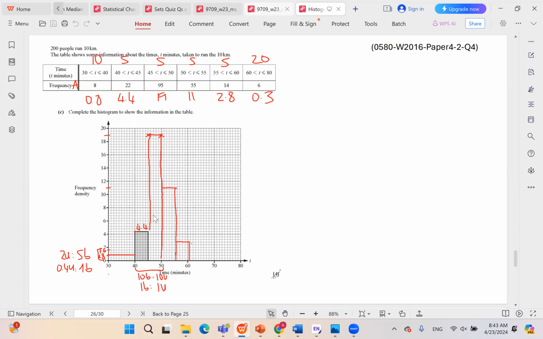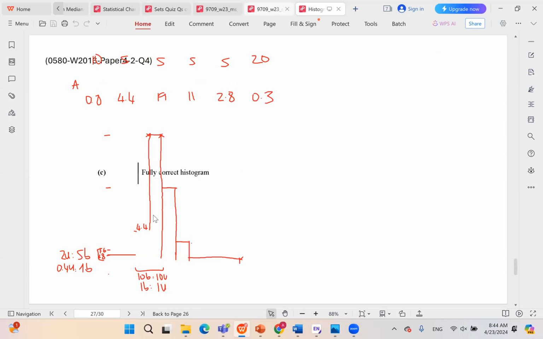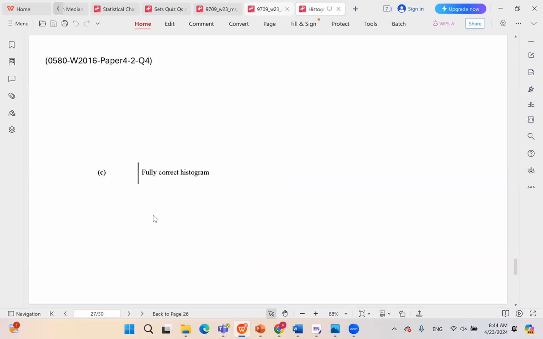And then from 60 to 80, it's 0.3. So 0.3 is actually less than the first box because the first box is worth 0.4. So it's a very small bar here, almost on the first box, but that's it. And again, we don't have access to the answer, unfortunately.